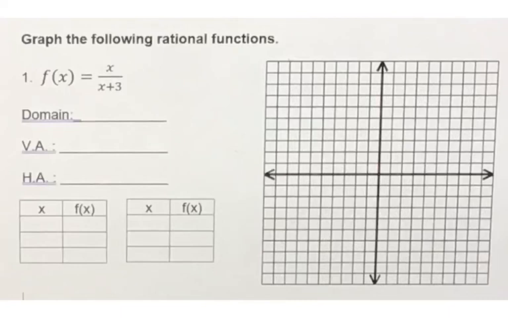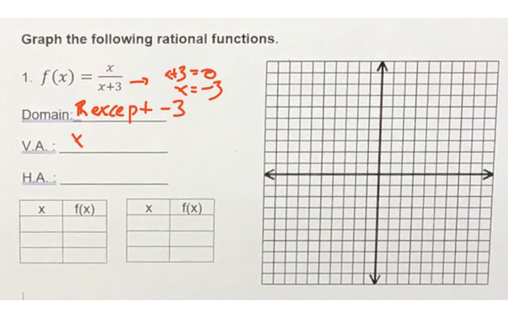All right, so graphing rational functions. Your domain for these is always going to be all real numbers except what makes the denominator 0. So here I would set the x plus 3 equal to 0. So I would get x equals negative 3. So my domain is going to be all real numbers except negative 3.